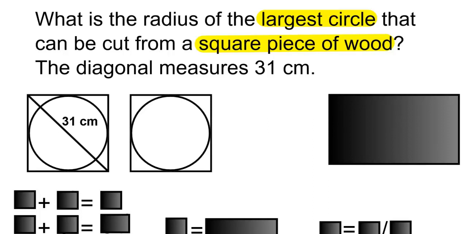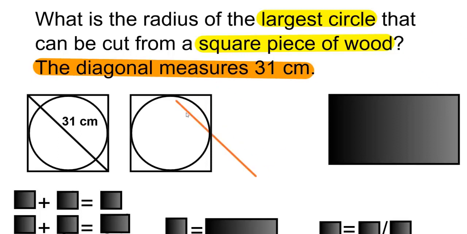The diagonal of the square piece of wood will measure 31 centimeters. That's from any one corner to another corner. This is not the diameter of the circle, as this goes beyond the circle on both sides.